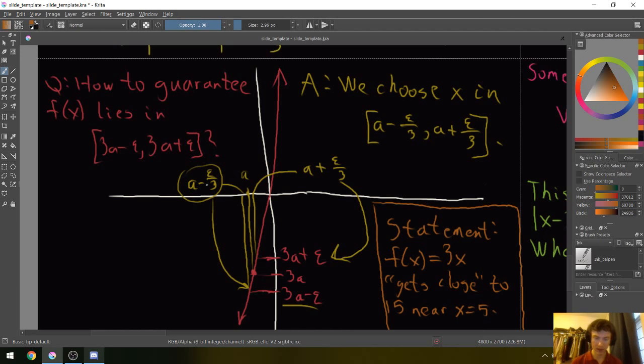That's what I've tried to do in this slide, to show you what I mean by getting close. If you hand me any tolerance, you say you must be within this closeness of 3a, I can guarantee that for you by giving you a corresponding closeness, a nearness of x equals 5. We haven't quite gotten the definition yet, but what are your thoughts on the direction we're taking to rigorize this statement?